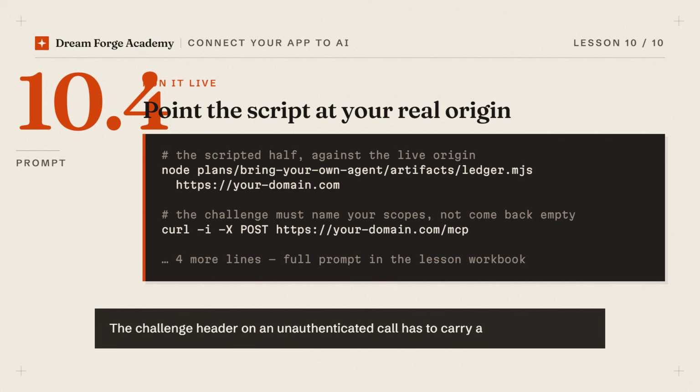The challenge header on an unauthenticated call has to carry a scope list. A client handed a bare 401 with an empty body has nowhere to go. And the two protected resource documents must be identical as raw text, because clients fetch one or the other depending on who wrote them. Drift between the two is a bug only some assistants can see.